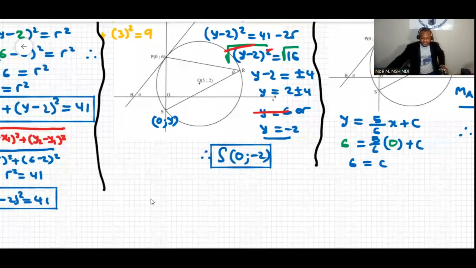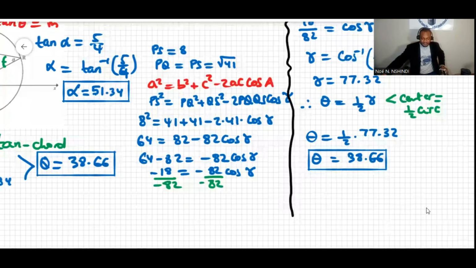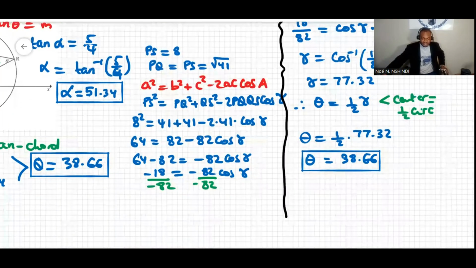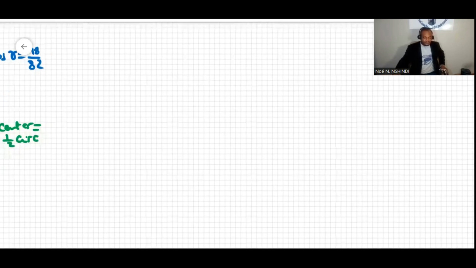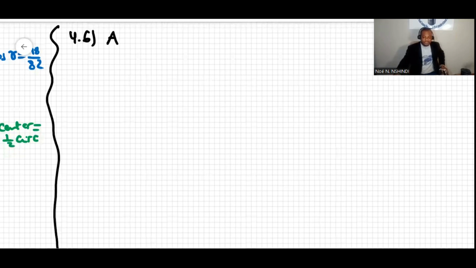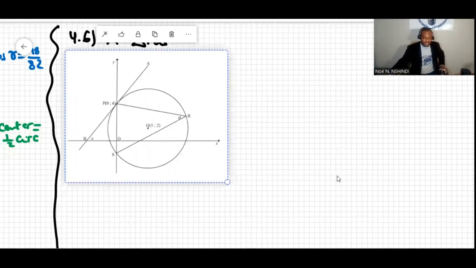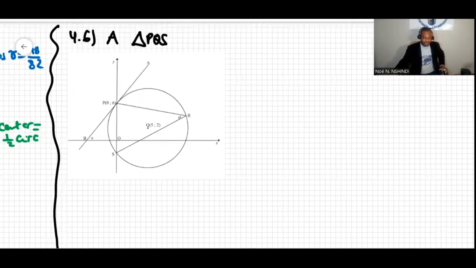So we want the area of the triangle PQS. Okay, I think I'll write it here: 4.6, we want the area of the triangle PQS. I think I need to draw the same diagram over here. Okay, here's the diagram. Now we want the area of this triangle PQS.